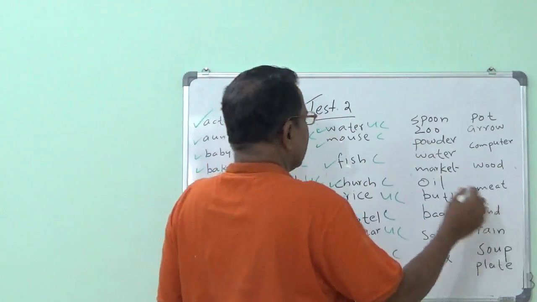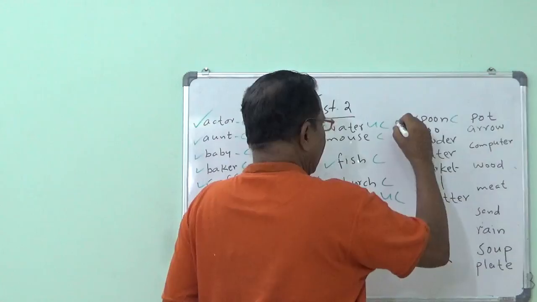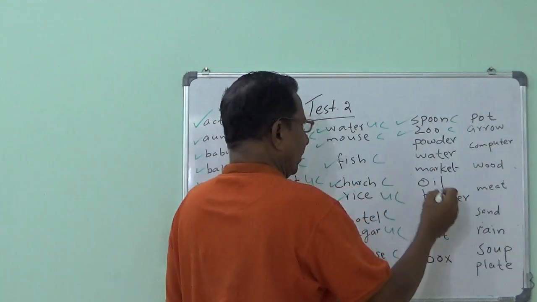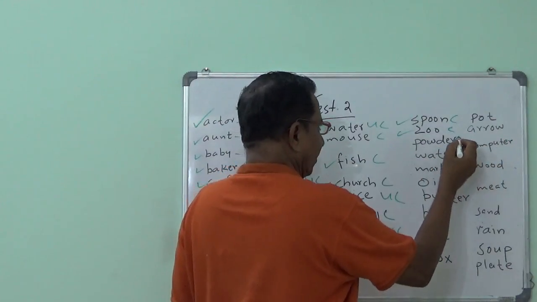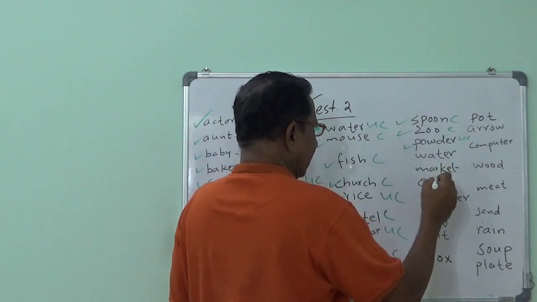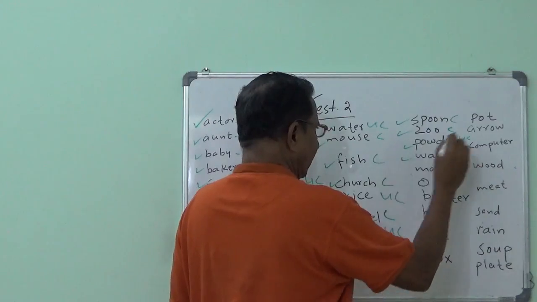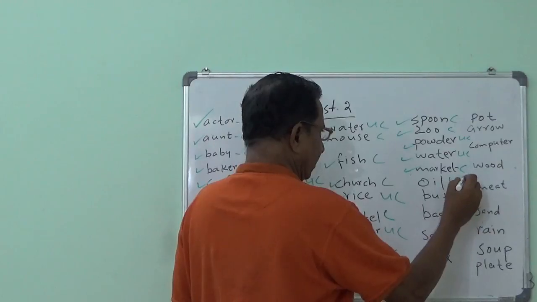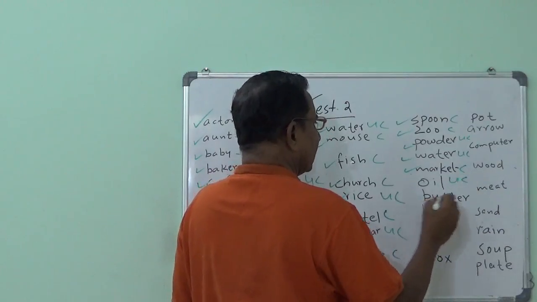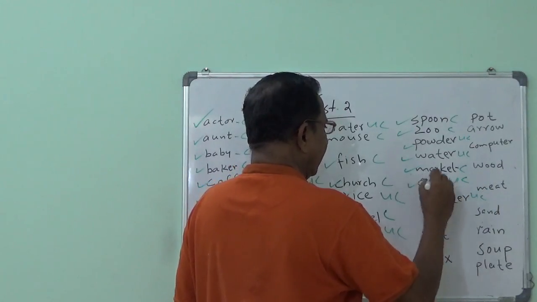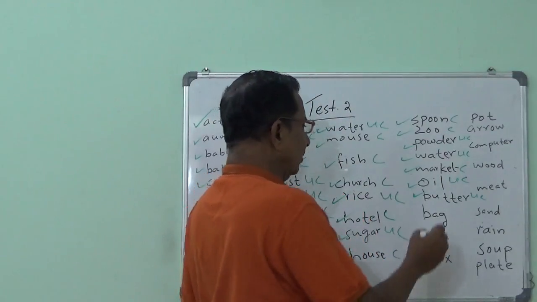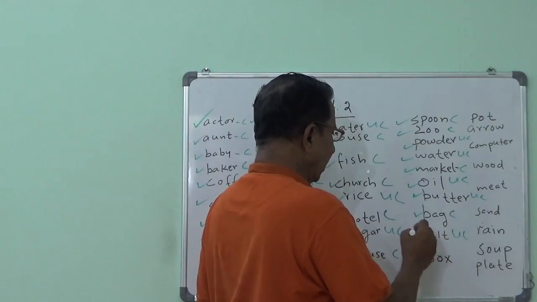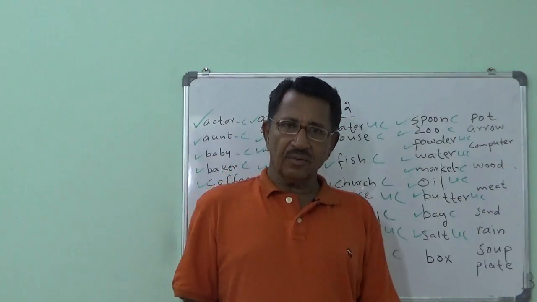Yes. So you have got spoon, countable? Yes, countable. You can have zoo, you can count, isn't it? Countable. Powder, is it possible? No. So it is UC. Uncountable. Water, UC. Uncountable. Market, you can count, so countable. Oil, you cannot count, isn't it? Uncountable. Butter, you cannot count. Uncountable. Bag, you can count. C, isn't it? Salt, you cannot count, so UC. You cannot count salt, like sugar.